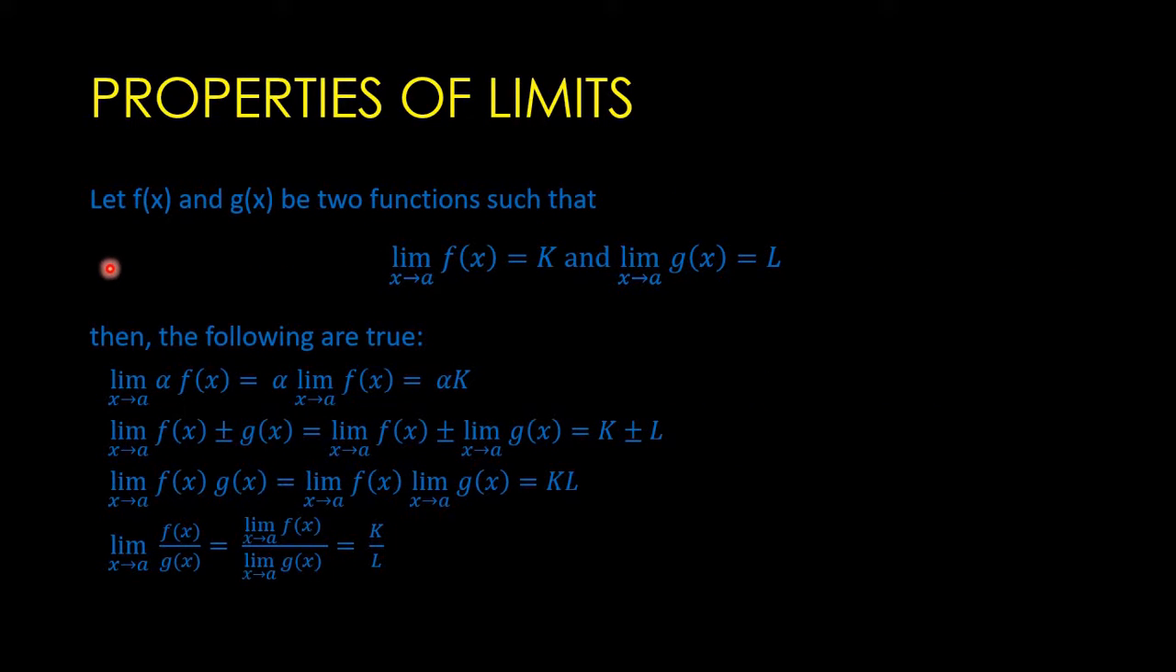If I define two functions f of x and g of x such that limit of f of x as x tends to a equals k and limit of g of x as x tends to a equals L, then they satisfy all of these four following properties. This one is where I multiply alpha, a constant. Over here, I add these two functions f of x and g of x, or I subtract these two functions f of x and g of x. Over here, I multiply these two functions, and over here, I divide these two functions.